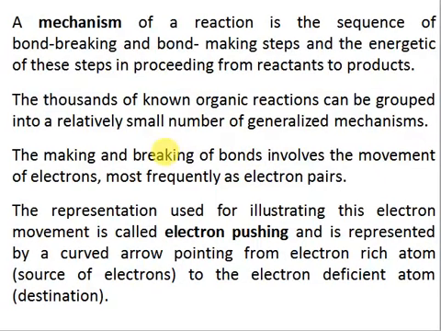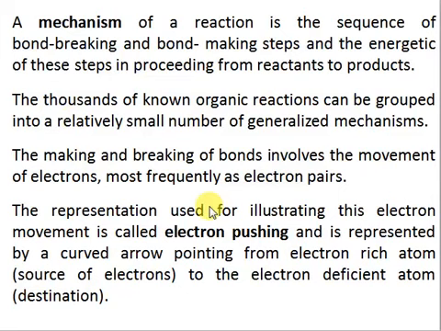So the mechanism is the sequence of making and breaking of bonds, which means mechanisms involve the movement of electrons. We are seeing the sequence of the movement of electrons when we consider the mechanism of a reaction. Most of the time the electrons move in the form of electron pairs. Sometimes electrons move as single electrons, but most of the time in mechanisms electrons are involved as electron pairs. The representation of the movement of electrons is known as electron pushing.